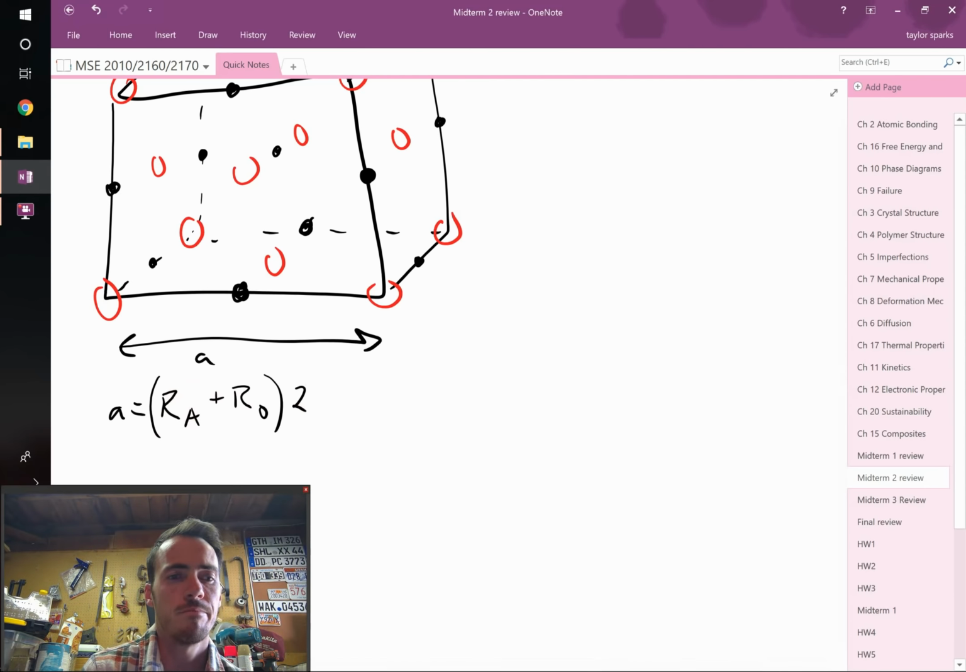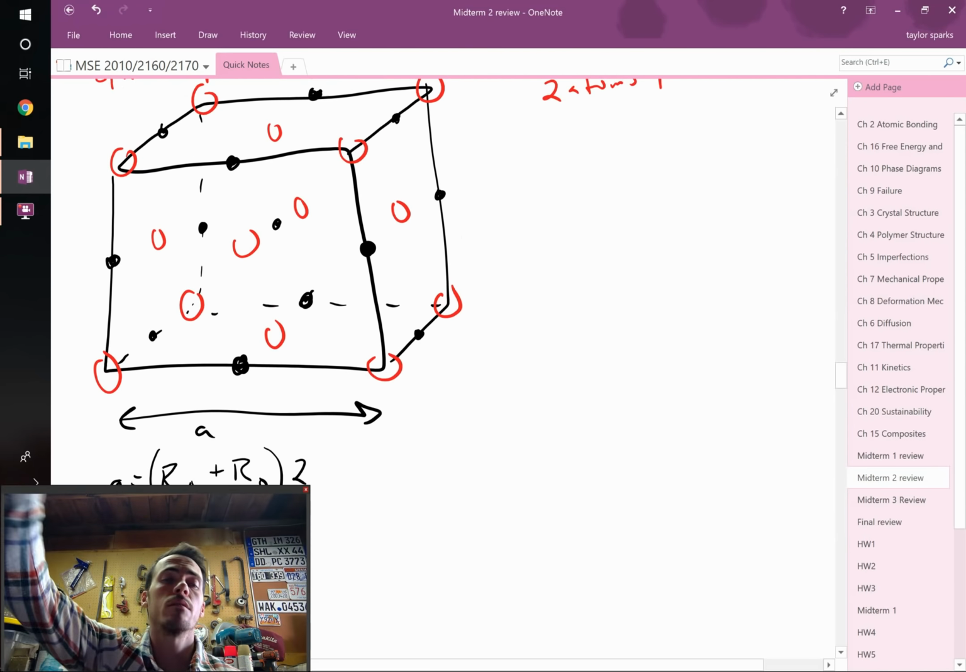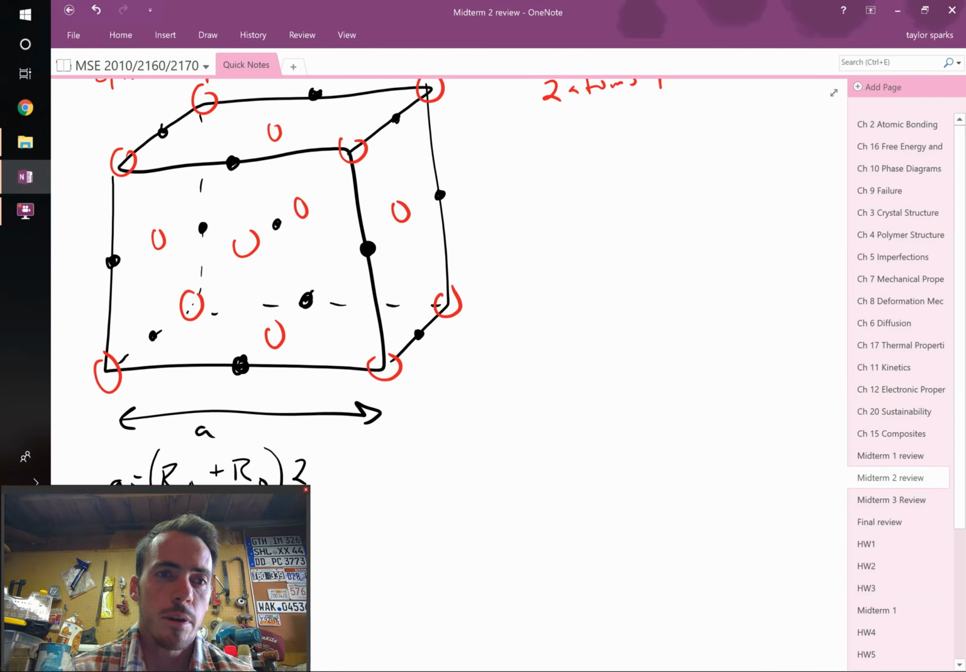How many atoms are there per unit cell? Just like FCC before, there's going to be 4 atoms per unit cell, but now there's 4 of each. So there's going to be 4 A and 4 O ions. What else can we say about this? Okay, I think that's that one.